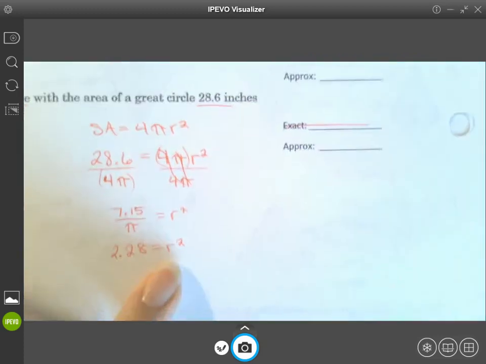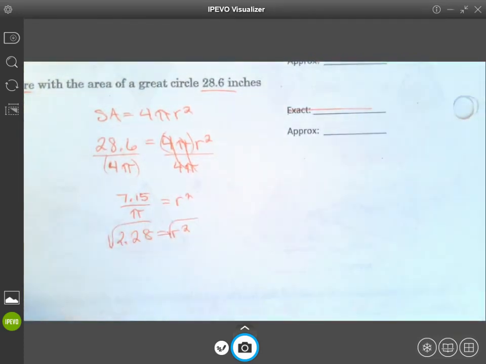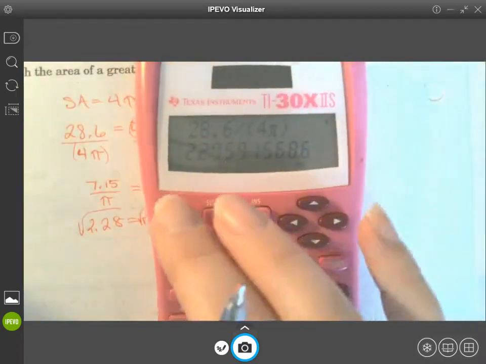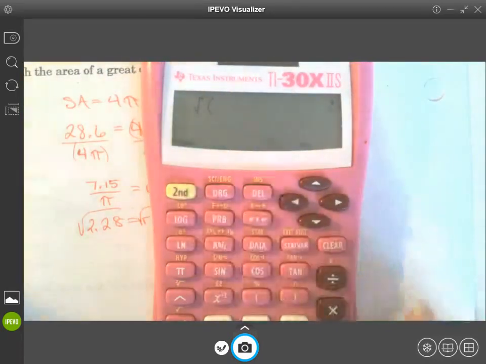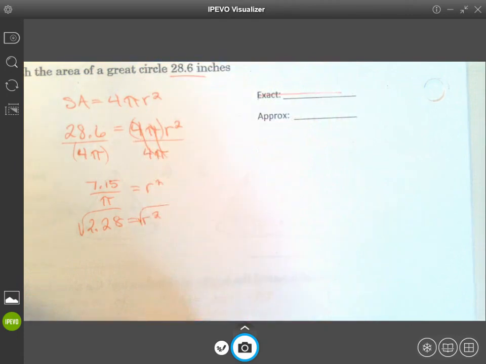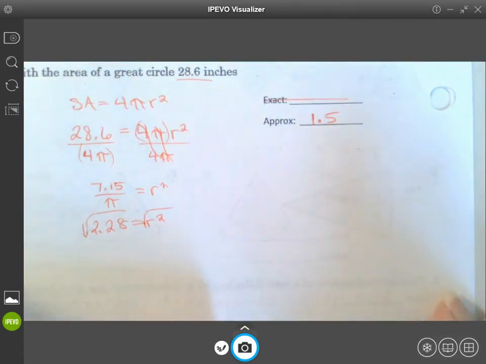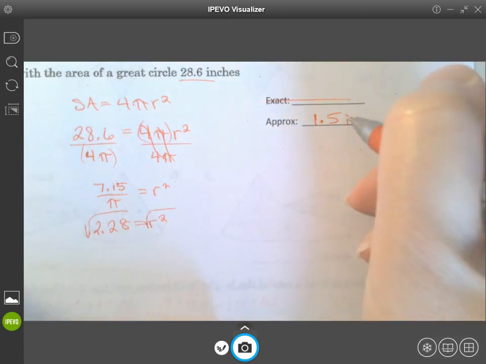All right, now that's r squared, so what do we need to do? Take the square root of it. Now, I'm going to use my answer, so I'm going to hit square root of the answer. That way I have a more exact value, and that is 1.5 is what we're going to round it to. That is in no way an exact answer. And it'd be 1.5 inch radius.